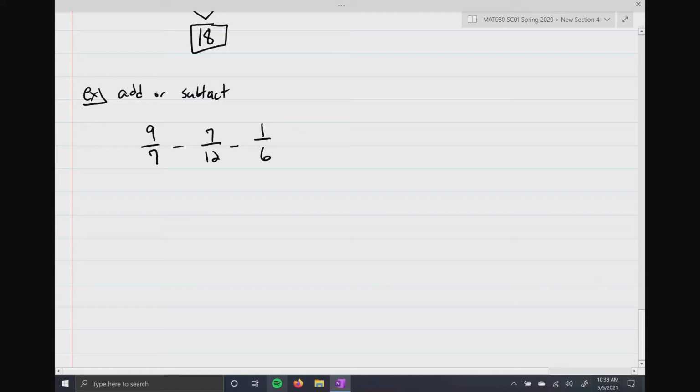Would you find the least common denominator? I would have to find the least common denominator first. Excellent. Now, how would I do that? And here, this is where we need to just take our time. All right? So how would I find a common denominator between 7, 12, and 6? Any ideas?